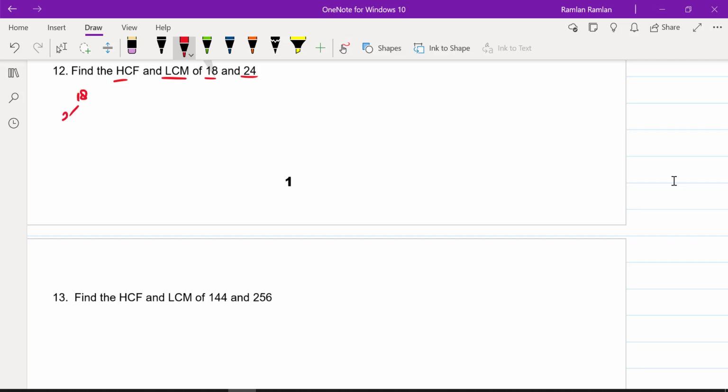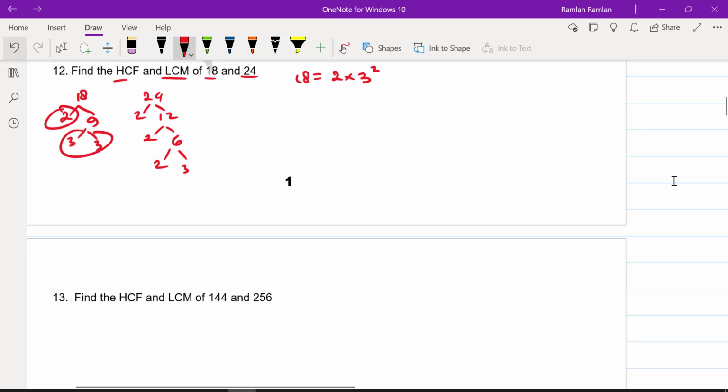That way, 18 divided by 2. Okay, remember to use a prime number, right? So divided by 2, you get 9, and then divided by 3, you get 3. And then 24, the same thing, you divide it by 2, you get 12. Divided by 2 again, you get 6. Divided by 2, you get 3. So which means that I can write down 18 as 2 times 3 to the power of 2.